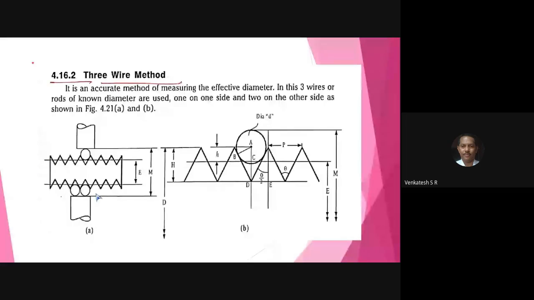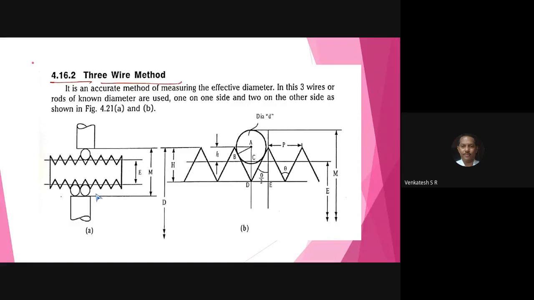Say you have one more question in the examination. Best wire size. There will be a question. Please, all of you write down: How do you select the best wire size? Please, all of you write down the question. How do you select the best wire size for the measurement of thread?